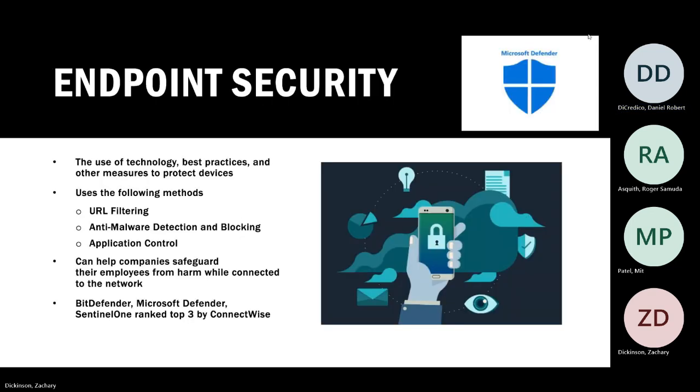The next security solution is endpoint security. This one's a little bit more in depth because it involves actually installing security software on your mobile device. So, endpoint security is the use of technology, best practices, and other measures to protect your devices. And endpoint security specifically uses URL filtering, anti-malware detection and blocking, and application control. This can also help companies as well as just people personally using mobile devices safeguard from harm while connected to the network by using the methods discussed.